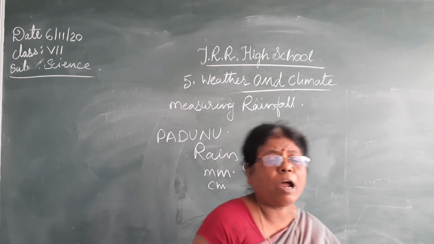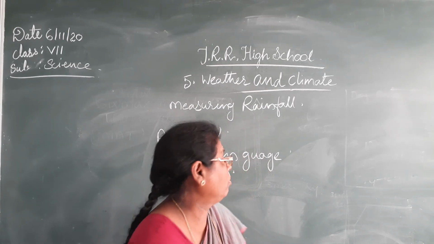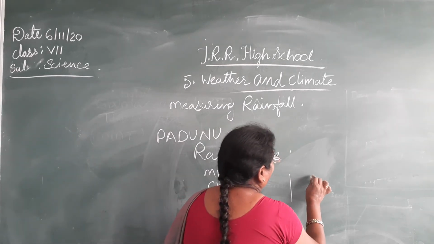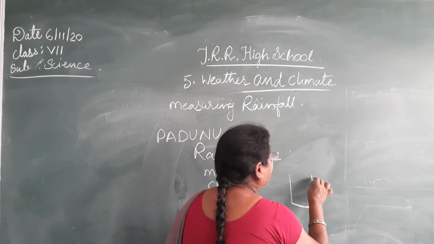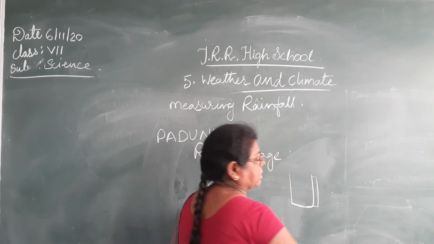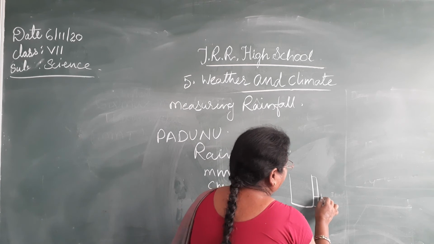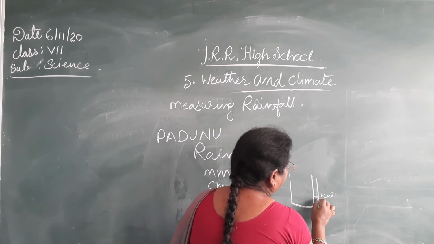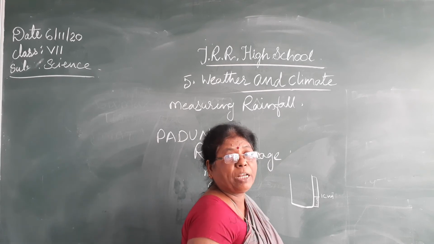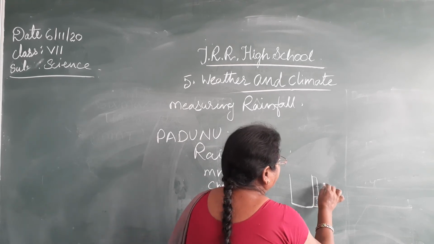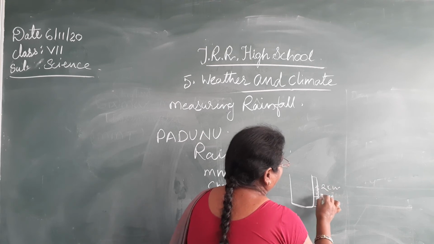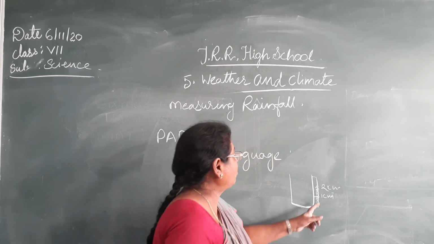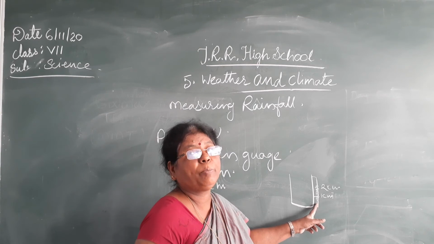How will you measure it at home? Now, take a beaker or a small bottle, calibrated with the readings. 1 centimeter equals 10 millimeters. The small lines show you millimeters. 2 centimeters, isn't it? So the small lines also you have to draw along with this. This small line shows you millimeters.